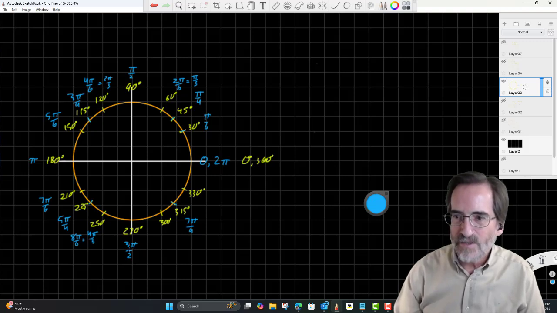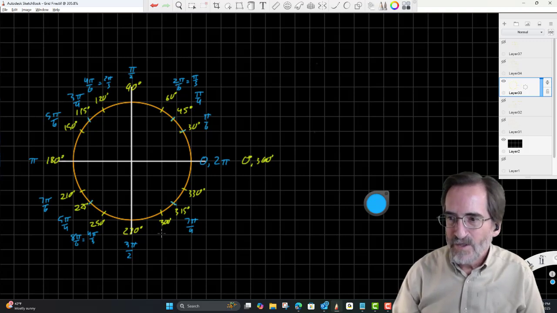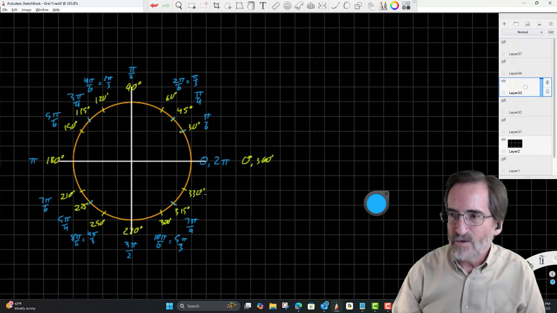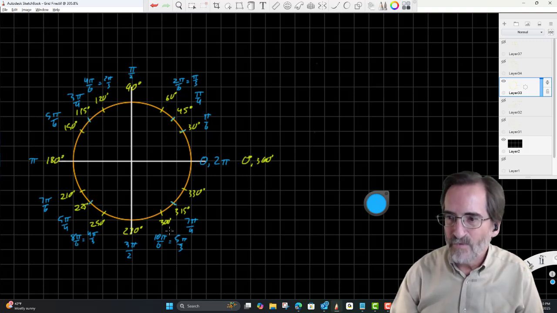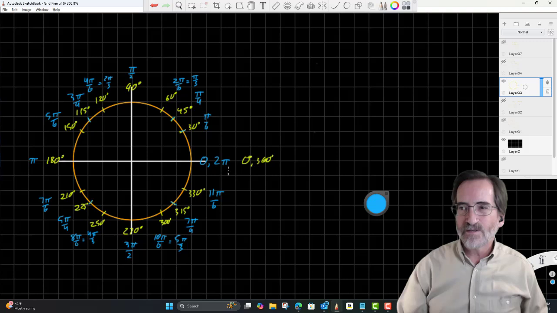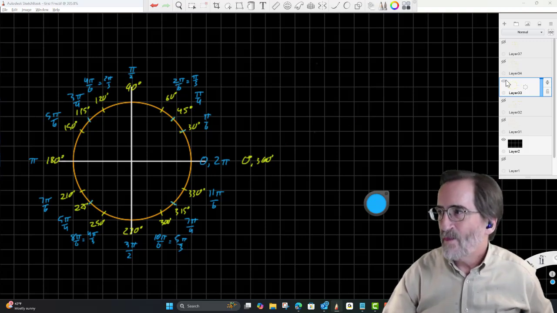9 pi over 6 is 3 pi over 2. 10 pi over 6 reduces to 5 pi over 3. 11 pi over 6, there we go. And then 12 pi over 6 is 2 pi. So those are some common angle measures. Okay?